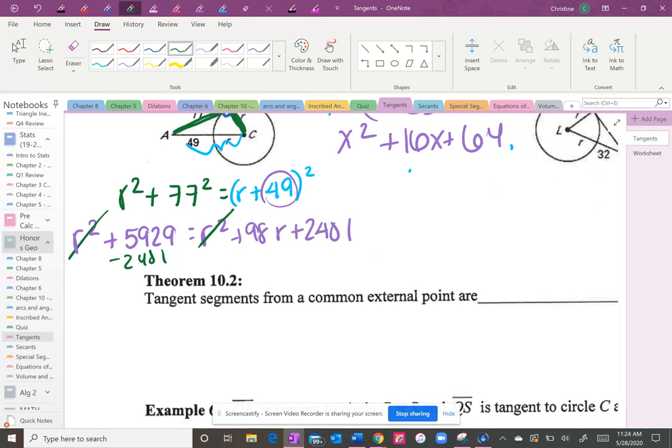and get 3528 equals 98r. And then just divide that by 98. Whoops. What's the answer? 3528 divided by 98 is 36. So the radius equals 36.